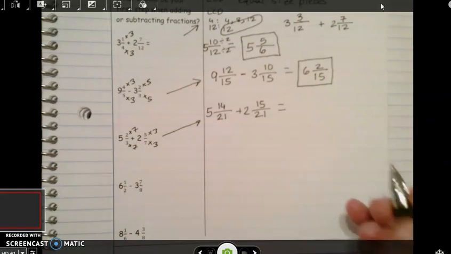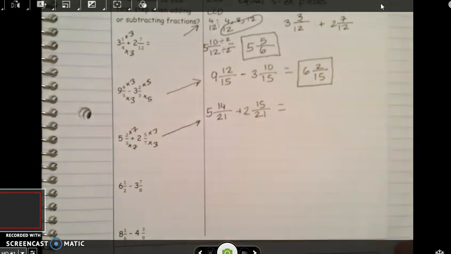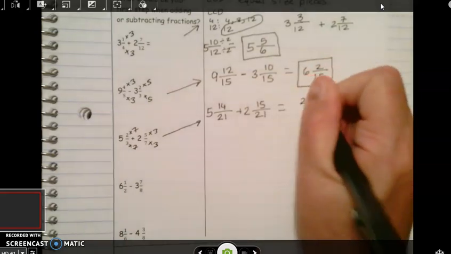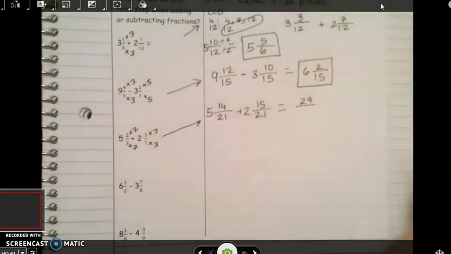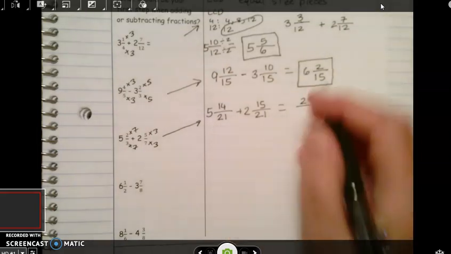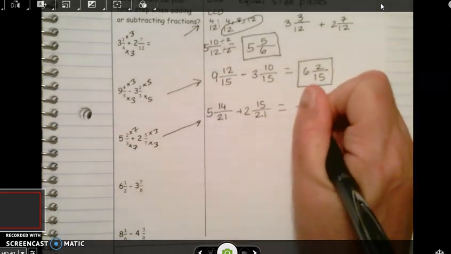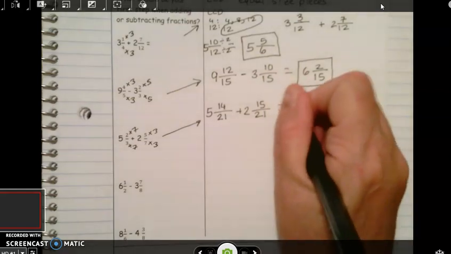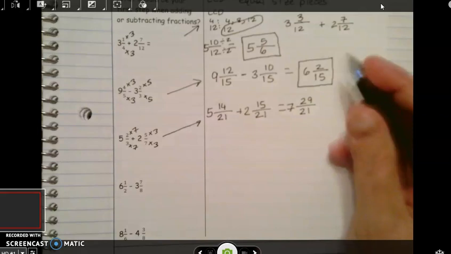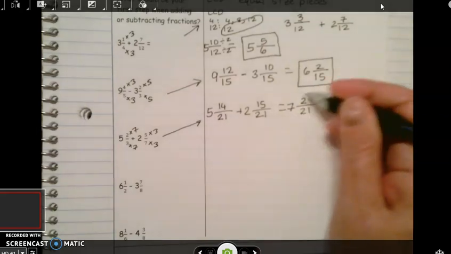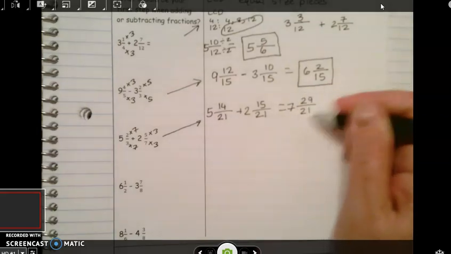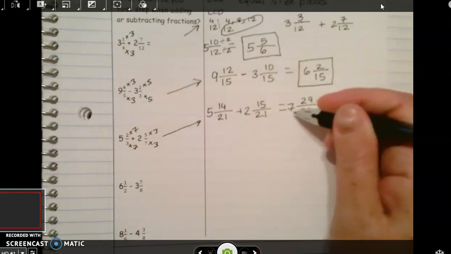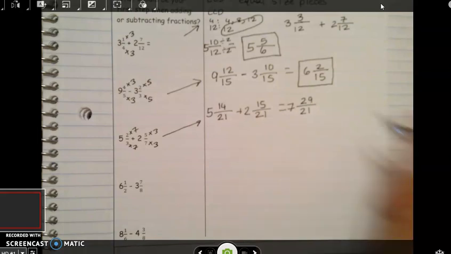Okay, so now I'm going to add those numerators. 14 plus 15. 29. My denominator is 21. We keep it the same. 5 plus 2 is 7. Now this is one we do need to regroup because this is improper, okay? That means this part is more than 1. I can already tell you this number is not going to end up a 7. It's going to end up an 8, okay?